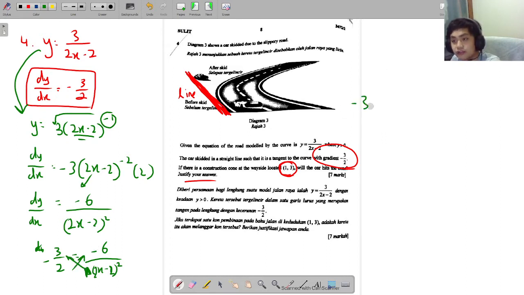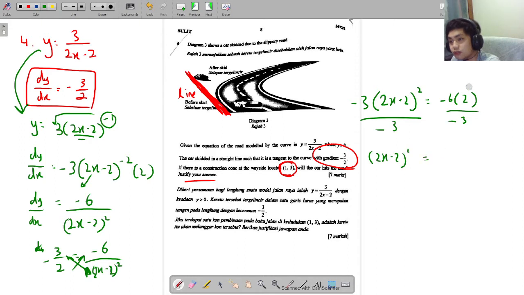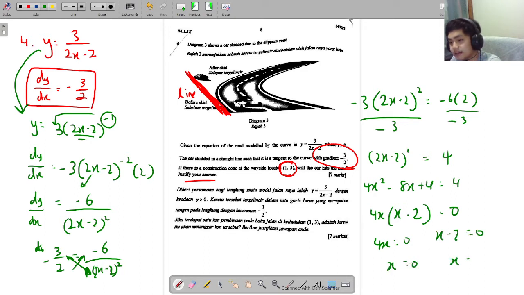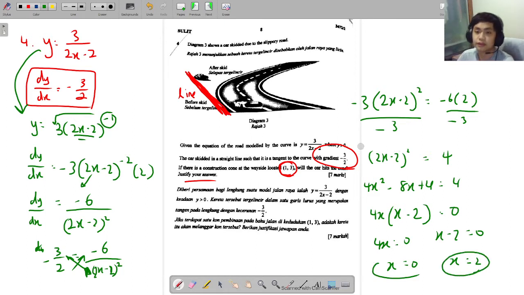So from here, we're going to cross multiply. So it's going to be negative 3 times (2x minus 2) squared equals negative 6 times 2. So I divide by negative 3 on both sides. So it is (2x minus 2) squared equals negative 12 divided by negative 3, which is 4. So we're going to expand this bracket. 4x squared minus 8x plus 4 equals 4. 4x, we're going to factorize it, times (x minus 2) equals 0. And it's 4x equals 0, and x minus 2 equals 0, x equals 0, x equals 2.